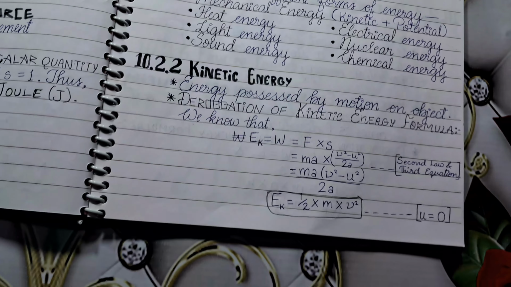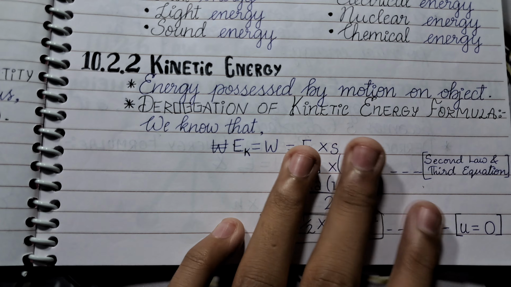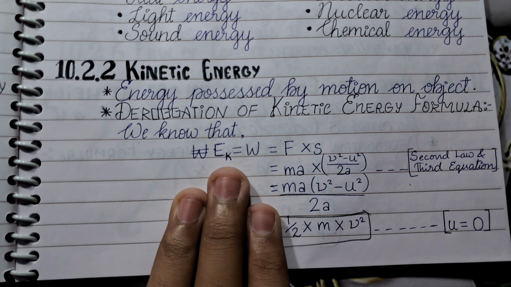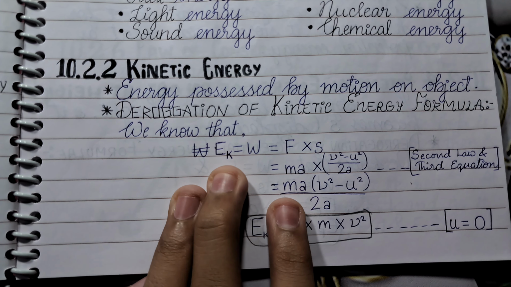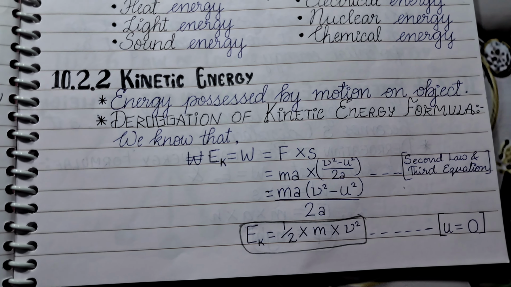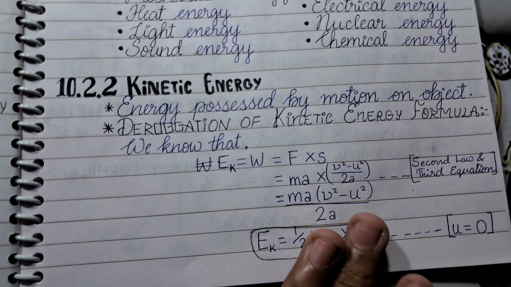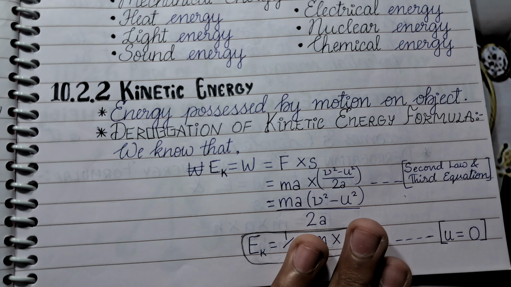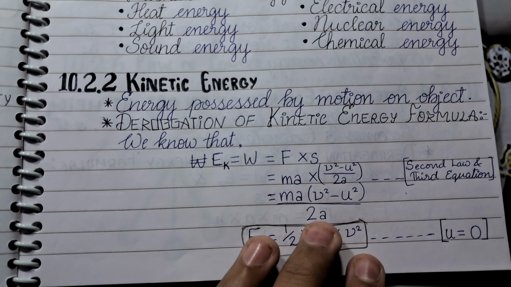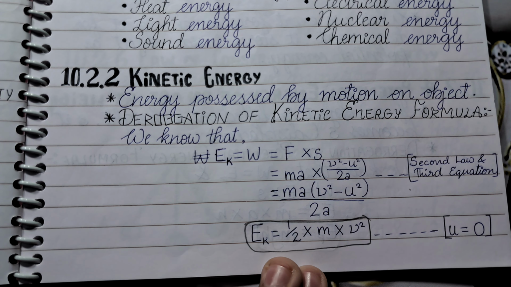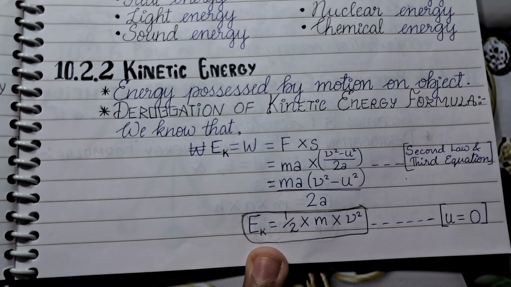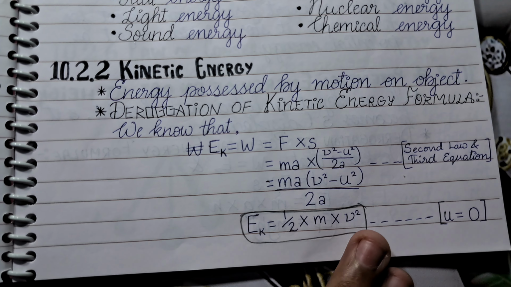10.2.2, which is kinetic energy, which tells us about the kinetic energy formula derivation. We know that work is equal to energy. So we can say KE is equal to F into S, and through the second law of motion and the third equation of motion, we get S is equal to v square minus u square by 2a. We solve it next and we get the answer where u is equal to 0, so the kinetic energy will be half mv square.